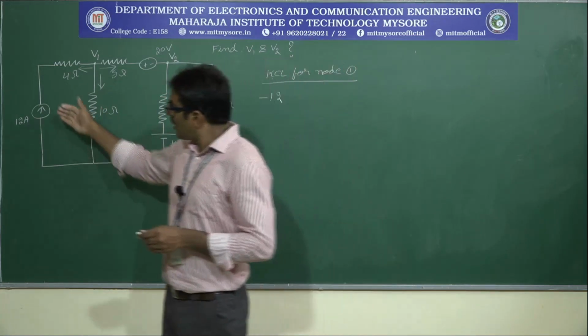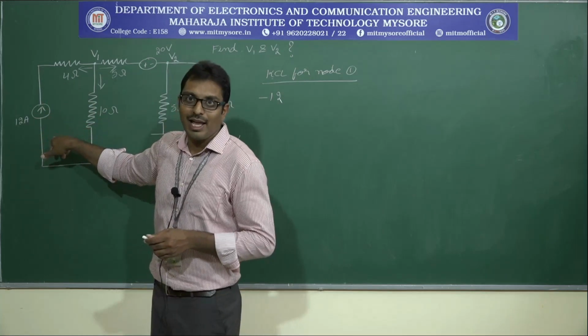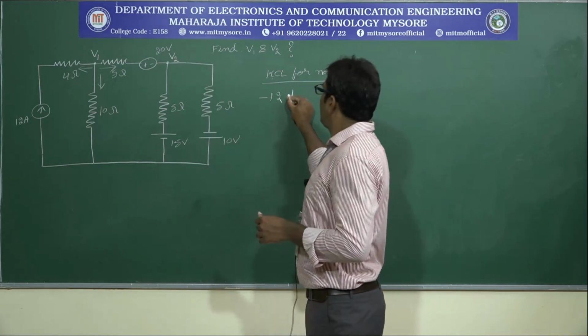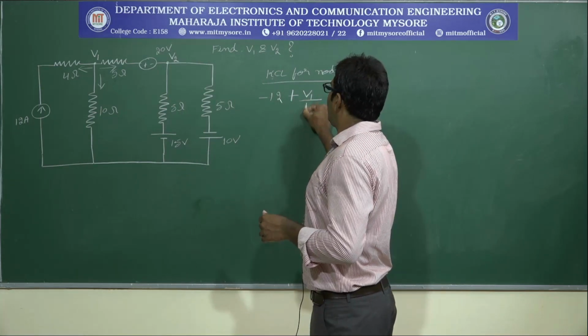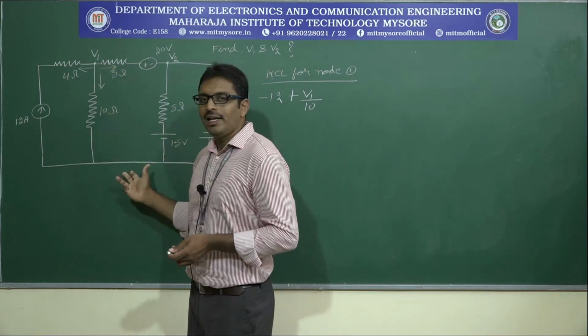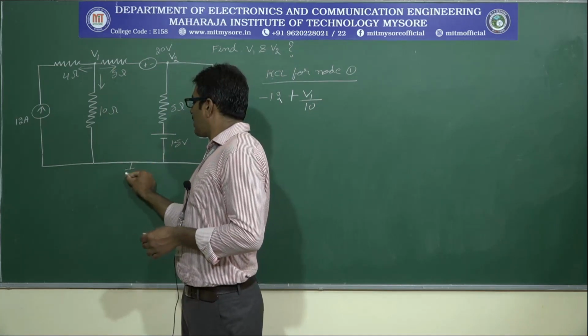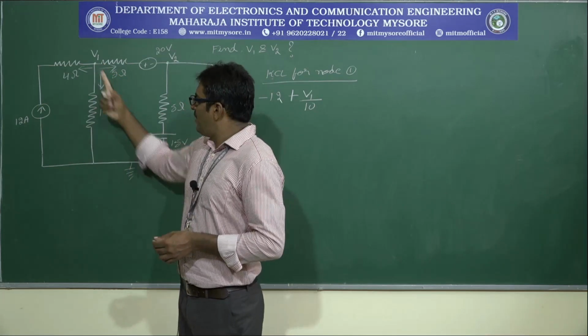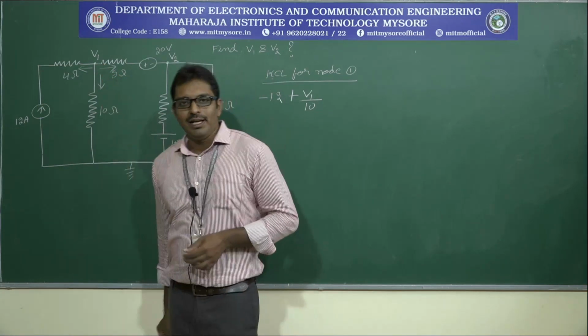If the direction of the current were downwards, yes, it would be 12 ampere only. Now, what is the current in the second branch? You know that it is V1 divided by 10, because this 10 ohm resistor is connected between V1 and ground. The current always flows from higher potential to lower potential. So, V1 minus 0 divided by 10.